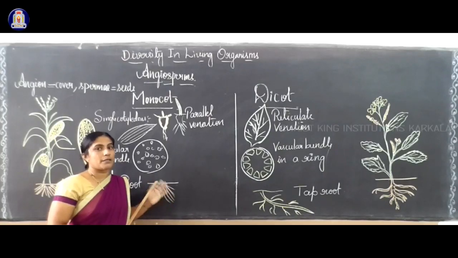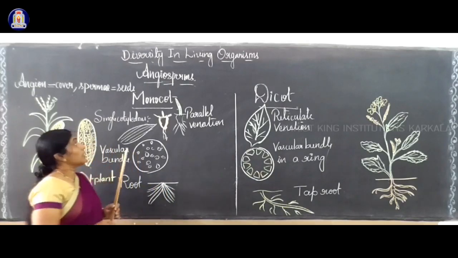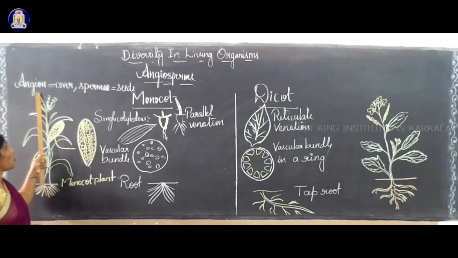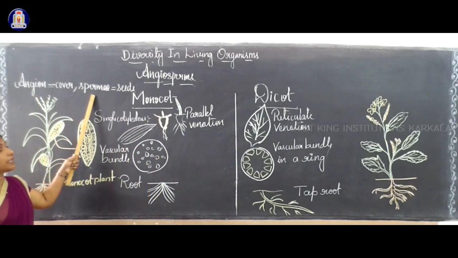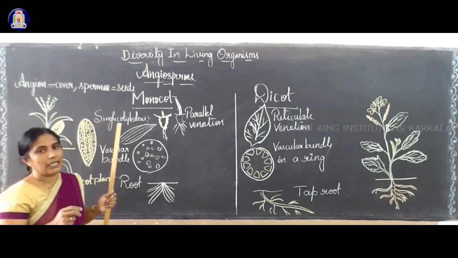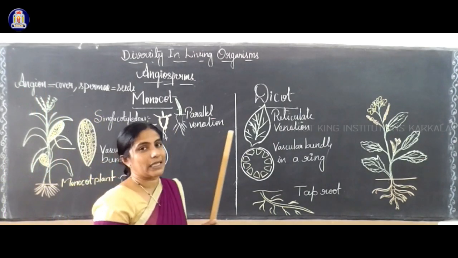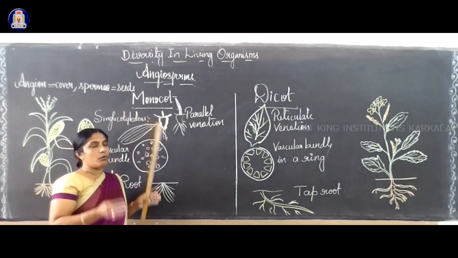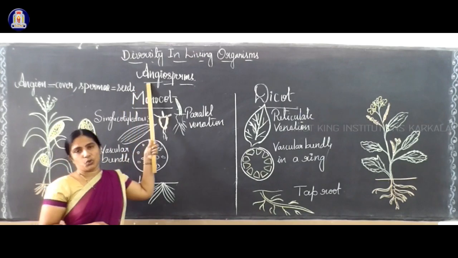Especially the last one in the plant kingdom, which is called the angiosperms. Angio, in Greek, angion, means cover, and sperm means seed. These are plants whose seed is covered with a capsule or a covering. So, if the seed is covered with a structure, the plant is called an angiosperm.